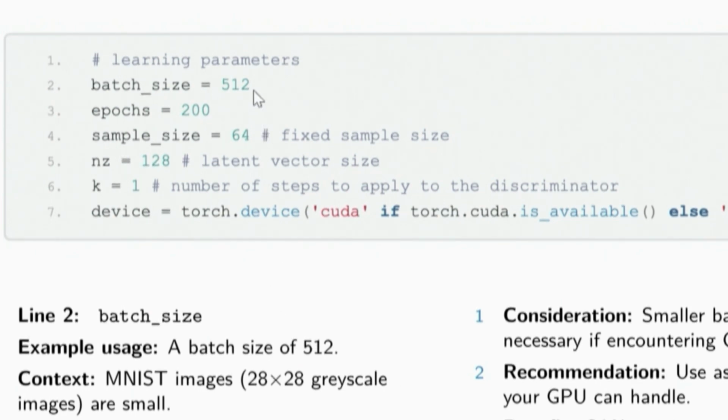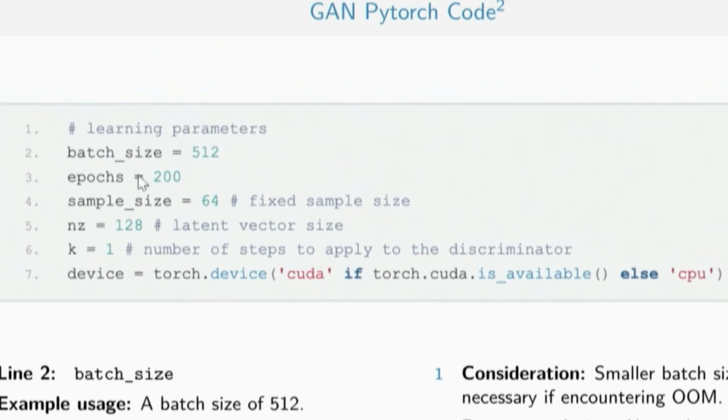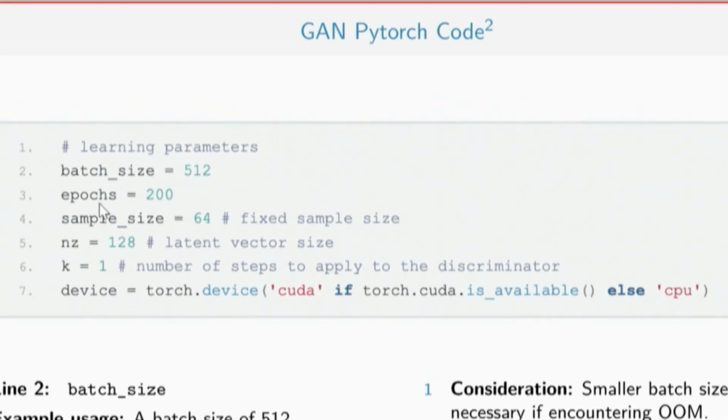In the code, you will usually set the batch size, like how many images you want to take in one go, and then how many epochs you want to run. An epoch in training usually means one full sweep of the images, the data that you have.